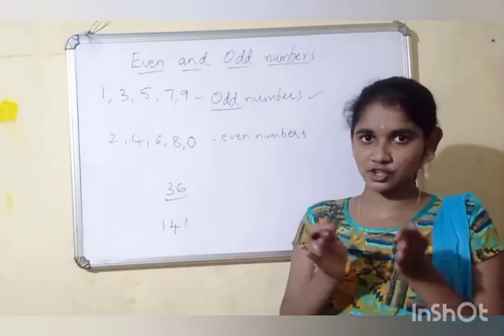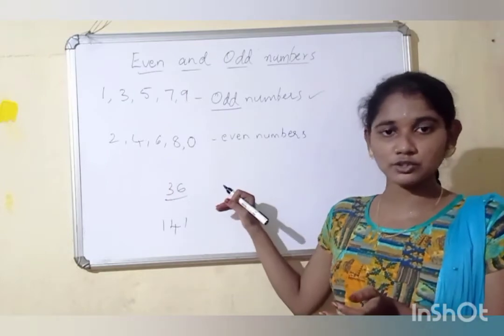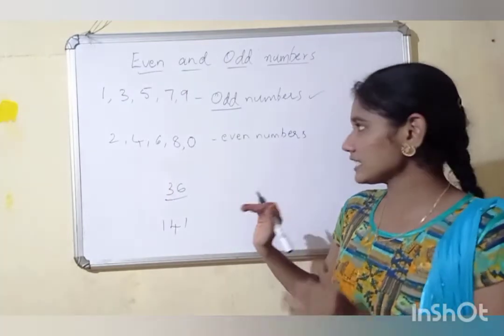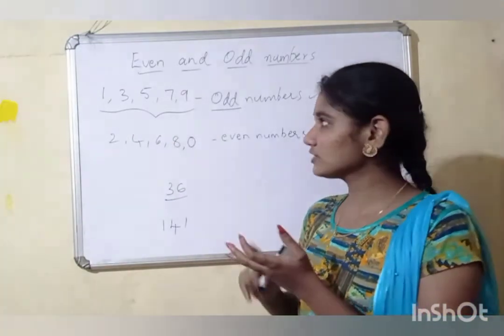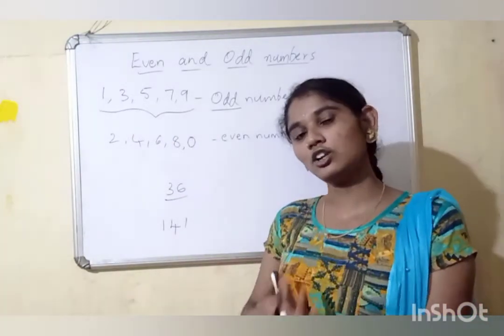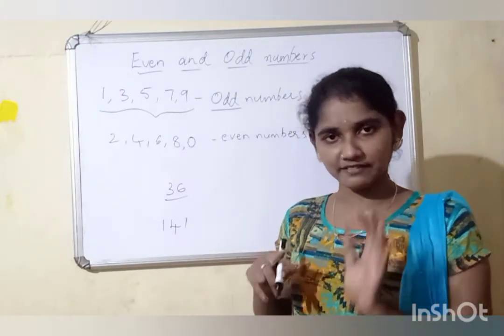141 tamarind seeds you will take and you will start pairing them. No, right? We can't do a long process, right? That is the reason you have to remember only these one digit numbers. 1, 3, 5, 7, 9 are called odd numbers. 2, 4, 6, 8, 0 are called even numbers.